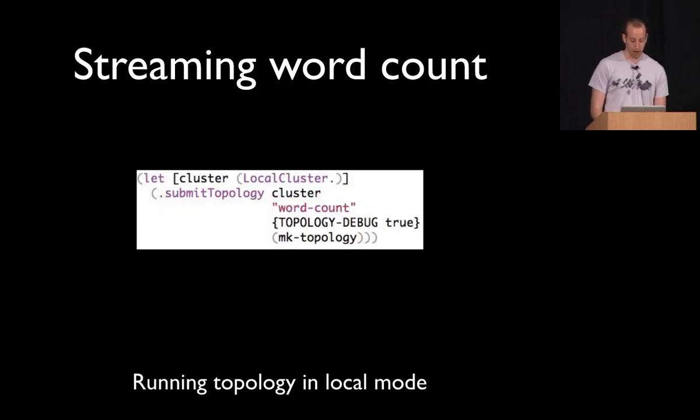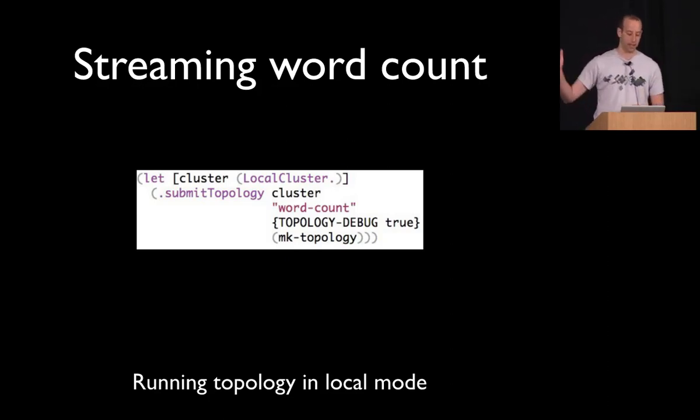You can also run topologies locally, just completely in memory. And this works by actually just simulating a whole Storm cluster in process. So here, to run a topology in local mode, you create a local cluster object, and then you submit your topology to the local cluster in the exact same way as you submit to an actual cluster.